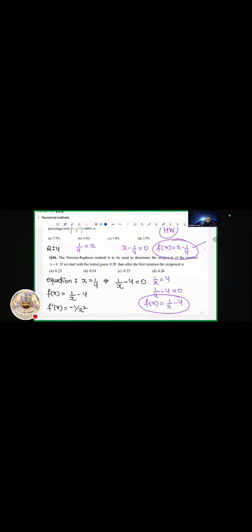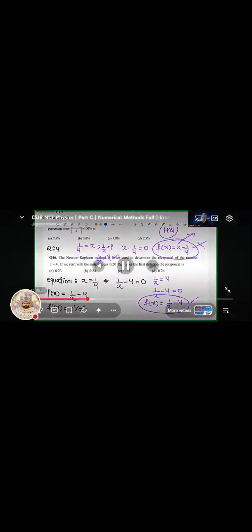Now there are two ways to write it. You take it on the other side and make this your equation. So this is your f of x, or you reverse it. So it becomes 1 by x equals to 4, and then you say 1 by x minus 4 equals to 0. Second one will actually give you the right answer. First one will give you the wrong answer, because in the first one you have actually not reversed the value of x. So whatever errors will come by reversing the x will not show in your final answer.